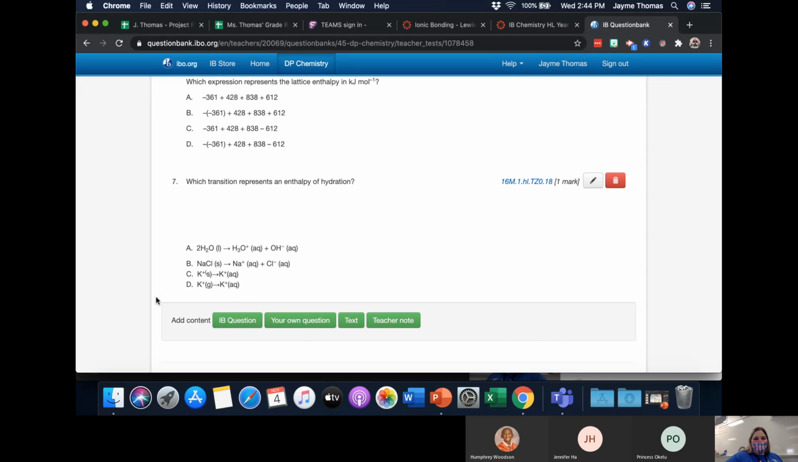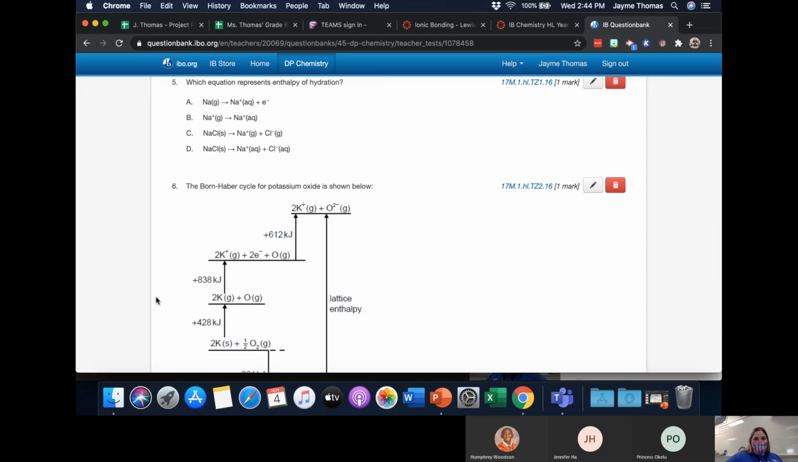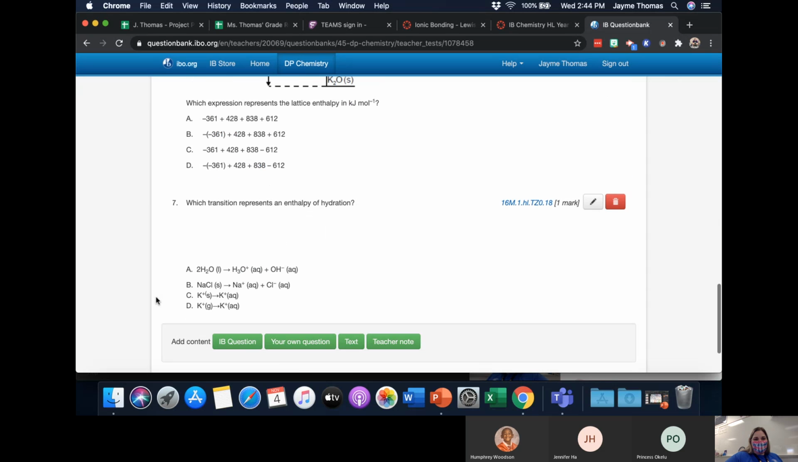All right, number 7 is really similar to number 5. Which transition represents an enthalpy of hydration? So let's see if you can figure out which one it is. I'll let y'all look at it for a minute or two.